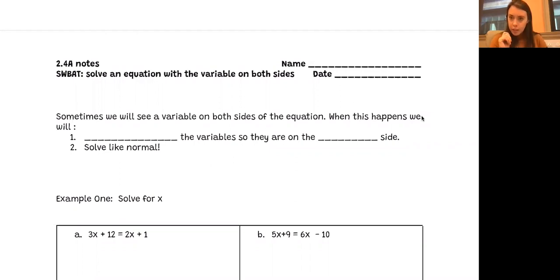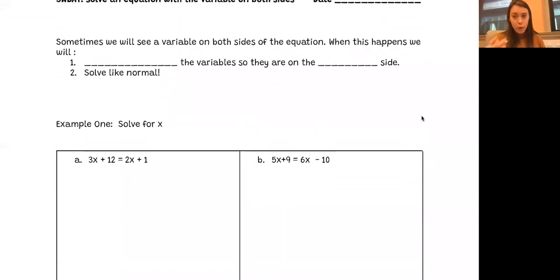So make sure to have a piece of paper out. And if you guys want to start writing this down, it's 2.4a notes, solve an equation with the variable on both sides. That's what you'll be able to do. And you can obviously pause and play this whenever you want, so you can stop and start it. And if you have any questions about what we're doing, just send me an email and I will do my best to get back to you.